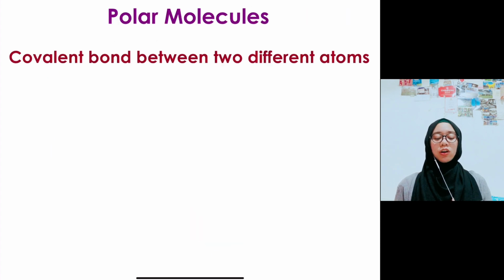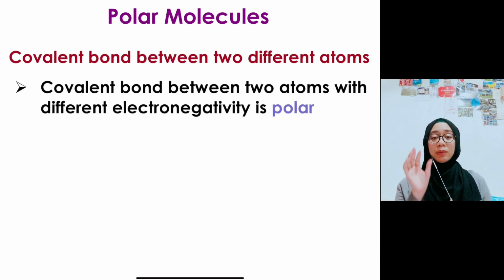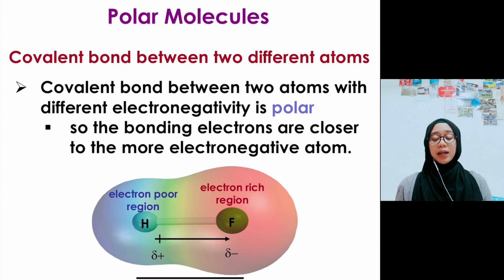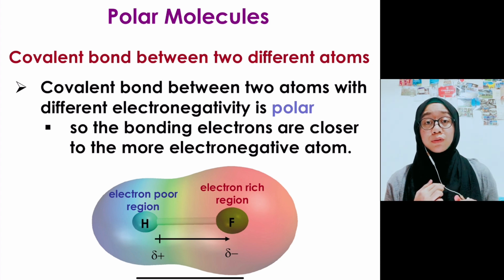So a polar molecule has a covalent bond between two different atoms. Okay, so a bond between two atoms is polar if the two atoms have different electronegativity. So the bonding electrons are closer to the more electronegative atom. Okay, so the electrons that they share prefer to go closer to the more electronegative atom. So the side that is the more electronegative atom is what we say is the electron rich region. Okay, because there are more electrons around it, so that is considered the electron rich region.